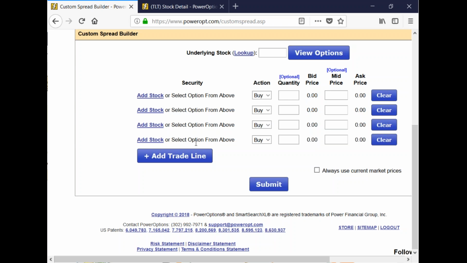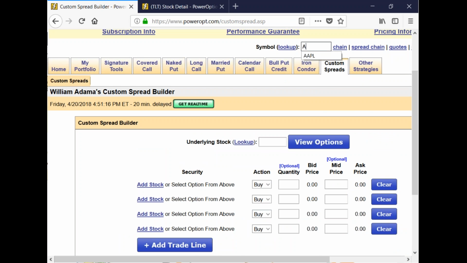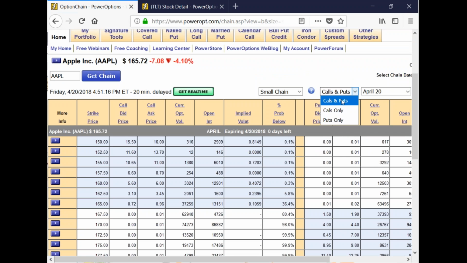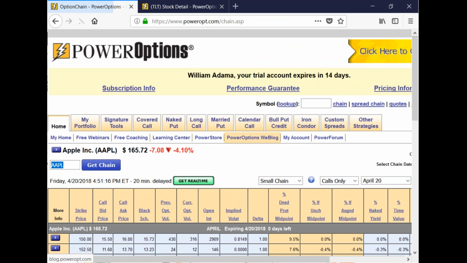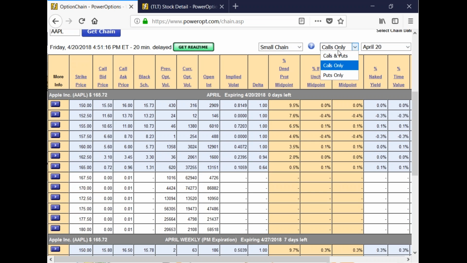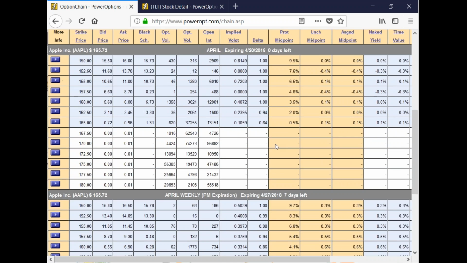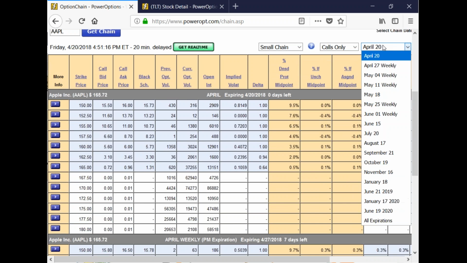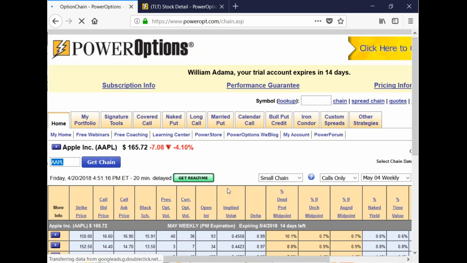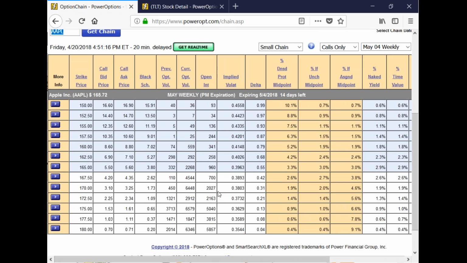The long option might have a delta. See, what I'm having a problem with is, let's go to the chain. I should have just gone there first. Let's just look at a call chain for Apple. What I'm confused about is your question said buying deep in the money call spread at delta 65. All right, there's my deltas. Let me go to May 4th, two weeks out. Much better. So what you're kind of asking me is what combination here, when you'd be selling the higher and buying the lower.